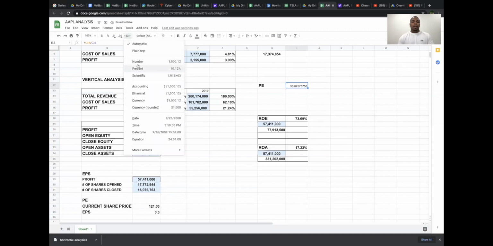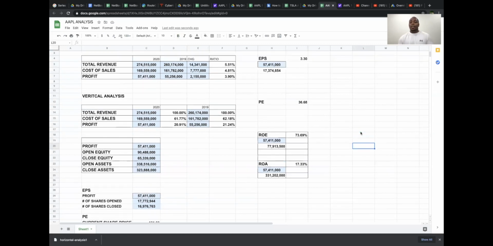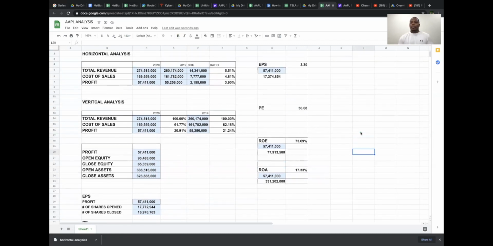And what do we get? Let's turn this into a quick number. Make it big and bold. We get 36.68. So people are willing to pay 36.68 times Apple's current earnings. They're willing to pay 36 times Apple's current earnings. So it shows you what? That people are very optimistic about the future of Apple, right? Especially when a company can make $2 billion in an economy that's in a pandemic, right? These people are able to pivot, adapt, and innovate, right? They are able to continue to go.